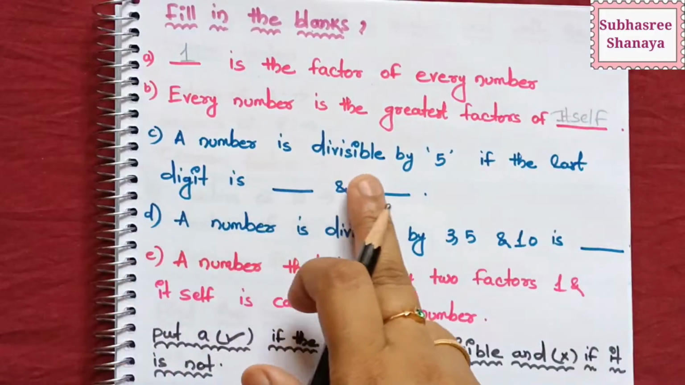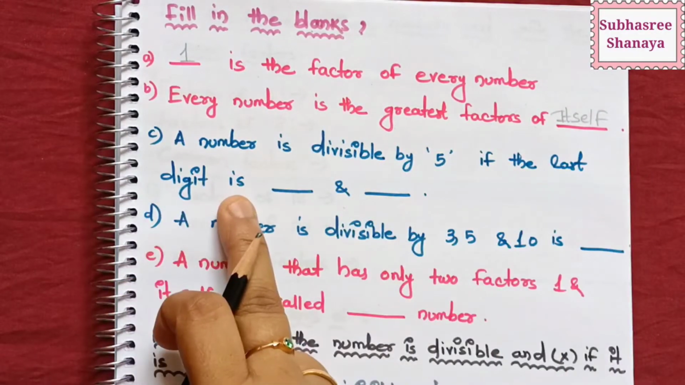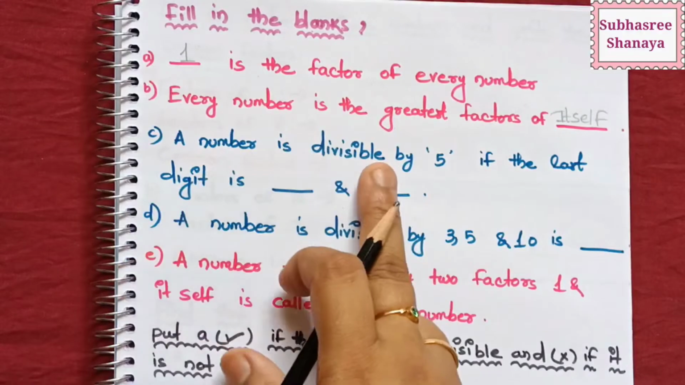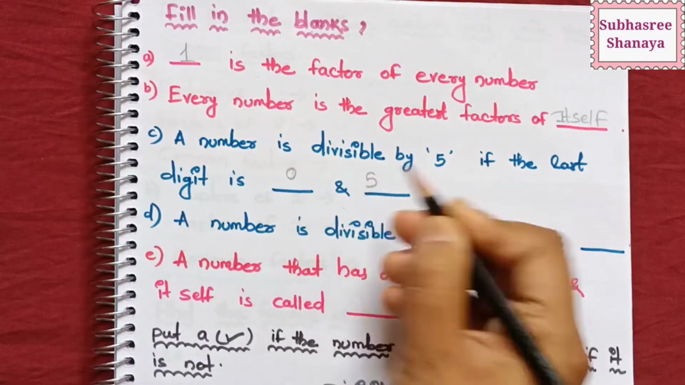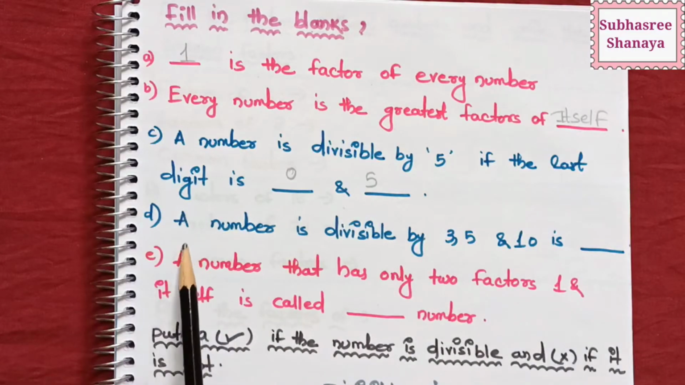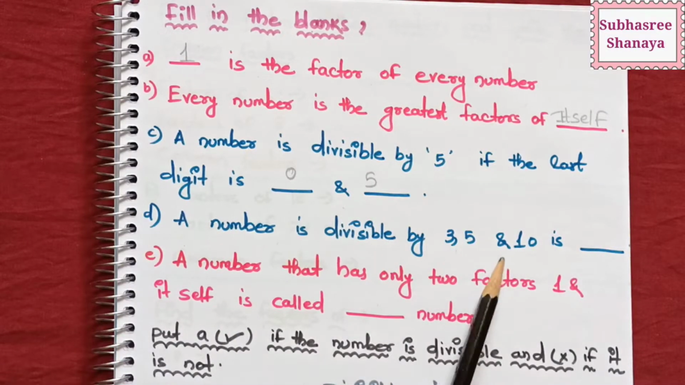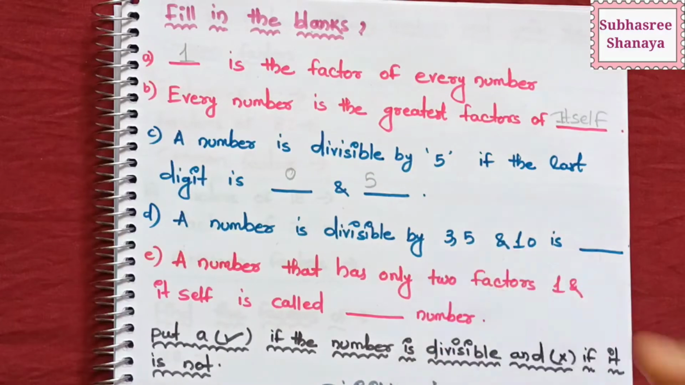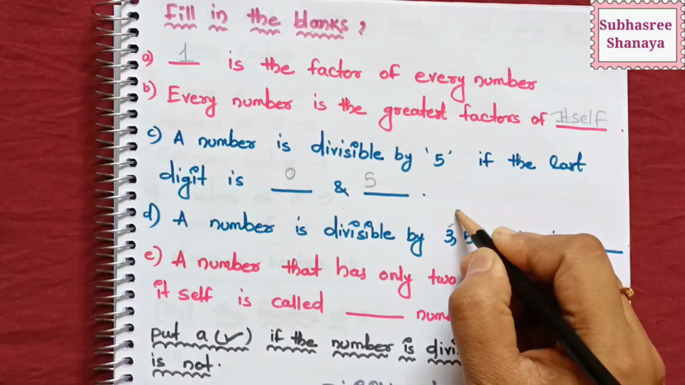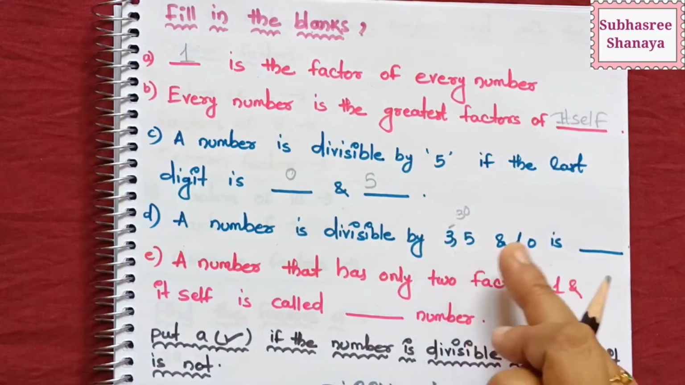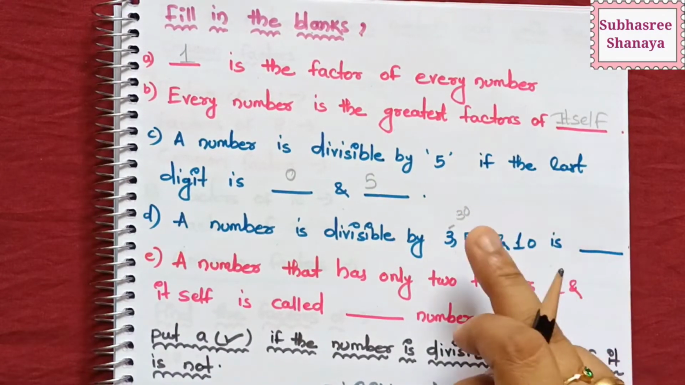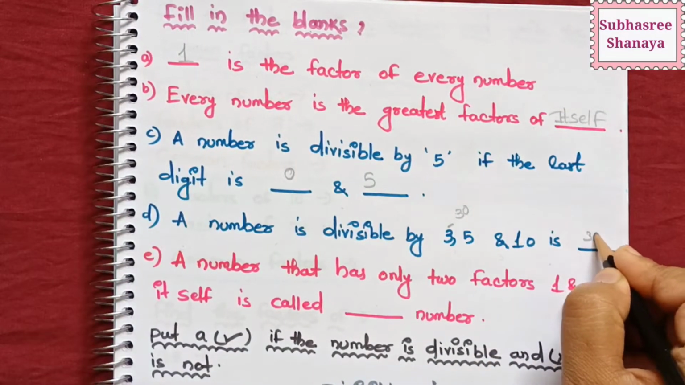A number is divisible by 5 if the last digit is, what is the divisibility rule of 5? A number is divisible by 5 if the last digit is 0 or 5. Likewise, a number is divisible by 3, 5 and 10. So we have to find out the same number which is divisible by 3, 5 and 10. Suppose I will take here 30. So 3 tens are 30. 30 is divisible by 3. 5 sixes are 30. So 30 is divisible by 5, and 30 is divisible by 10. So we have to write the number here, 30.